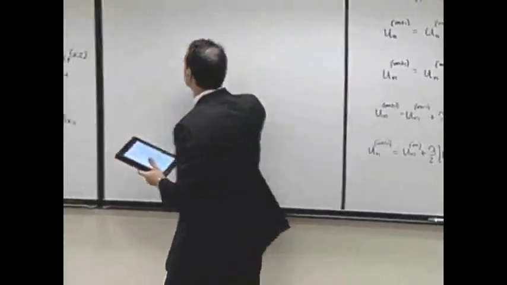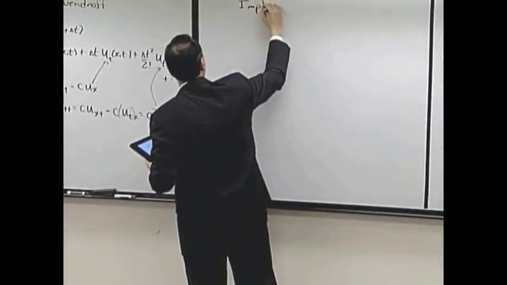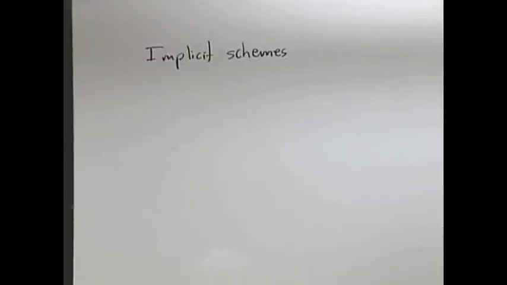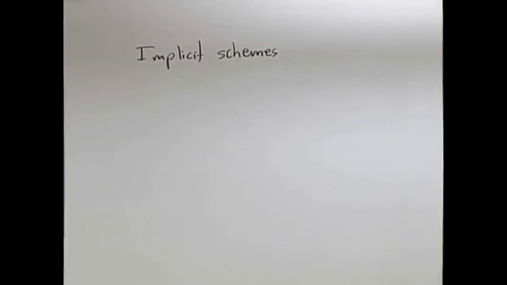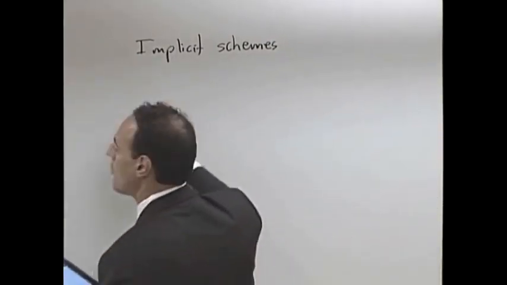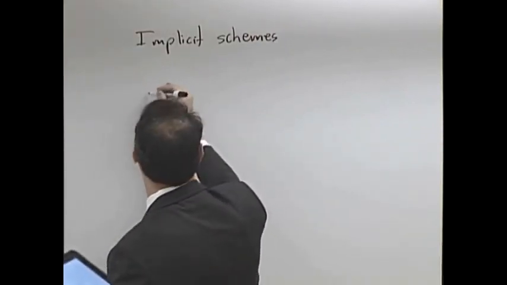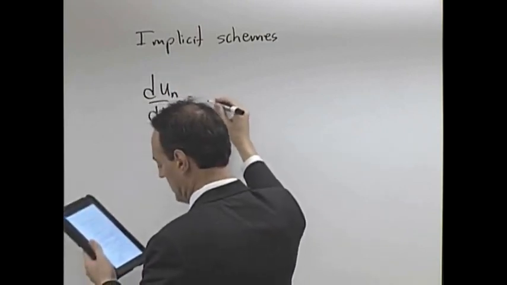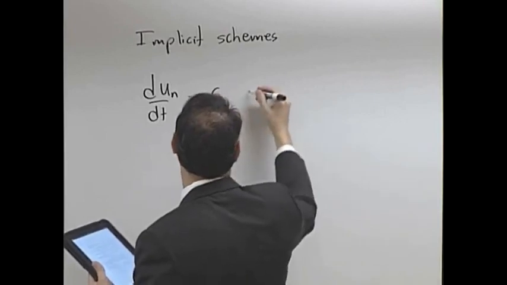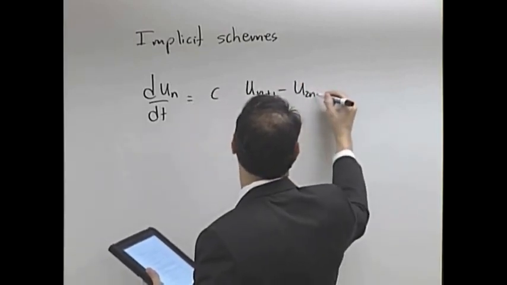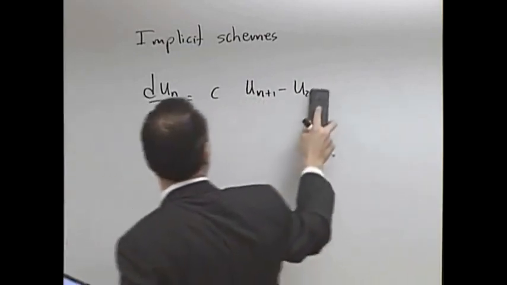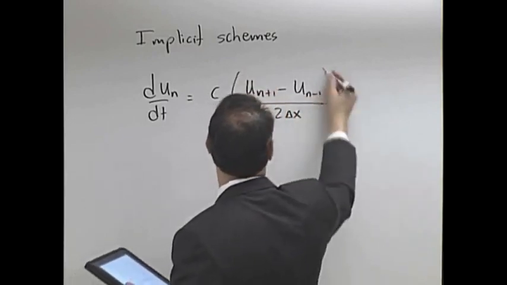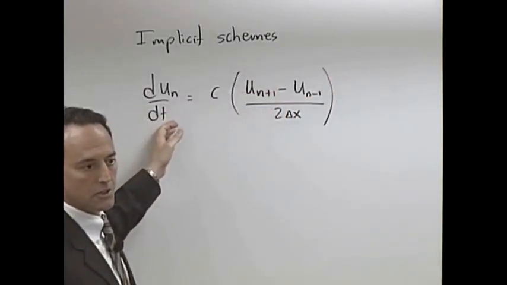I want to introduce what are called implicit schemes. Now, I'll point out something important about implicit schemes in a minute, but for right now, let's just go back to our original problem, which was to say, look, when I had this thing here, u_{n-1}. So let's go back to where we started, which was du/dt equals this here.